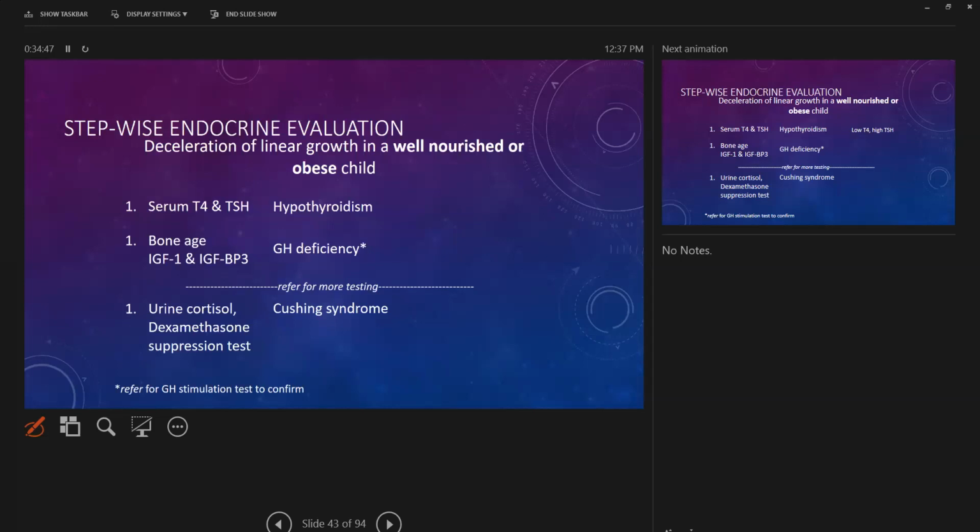So there's your case of iatrogenic Cushing's. To evaluate for endocrine pathology, there's this stepwise progression. If there's decelerated linear growth in a well-nourished or obese child, we can investigate. If we want to investigate for hypothyroidism, we can do the T4 and T3. If we want to investigate for a growth hormone deficiency, we do our insulin growth factors. And if we want to investigate for Cushing's, then we can do the urine cortisol and the dexamethasone suppression test.